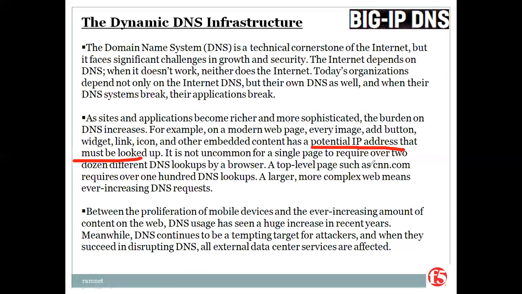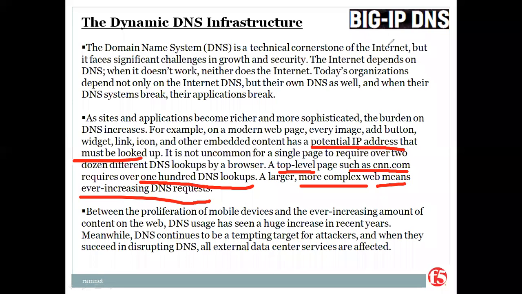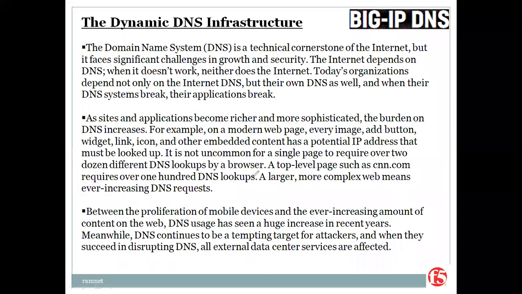It is not uncommon for a single page to require many different DNS lookups. The top level page such as CNN.com requires 100 DNS lookups. A larger, more complex web means ever increasing DNS requests. That's why so many servers need to get resolved. When you're typing a host name, it's not just CNN.com. CNN.com requires 100 DNS lookups, 100 DNS lookups for one site for one person.